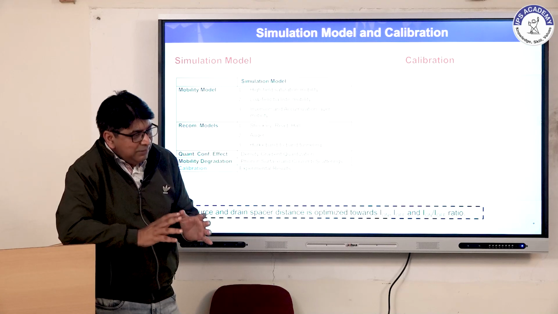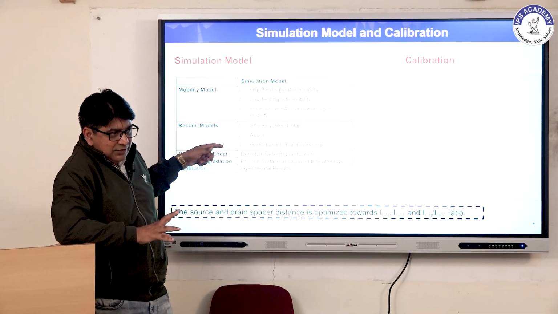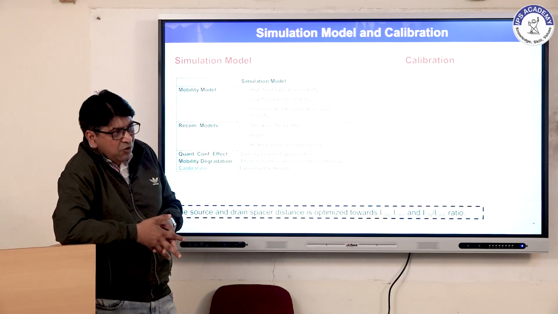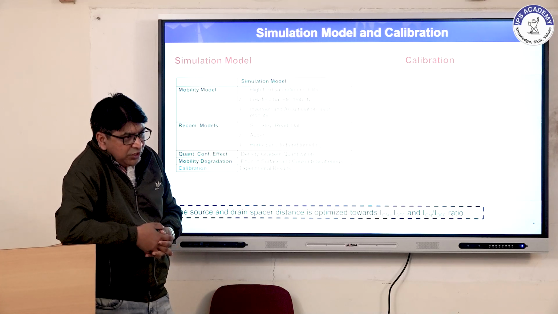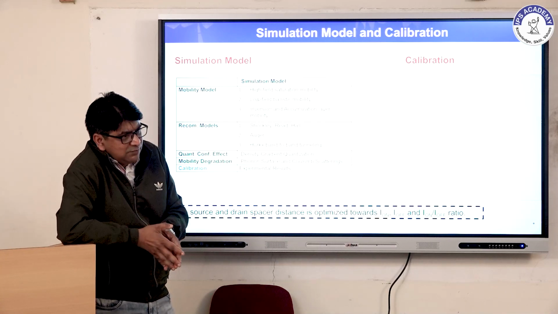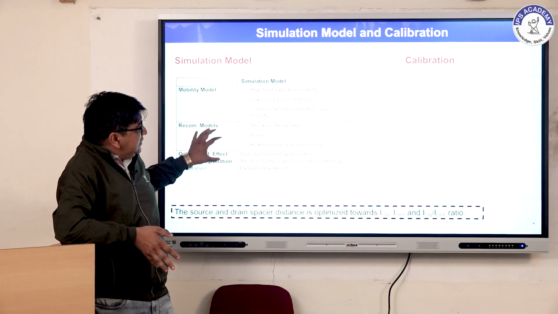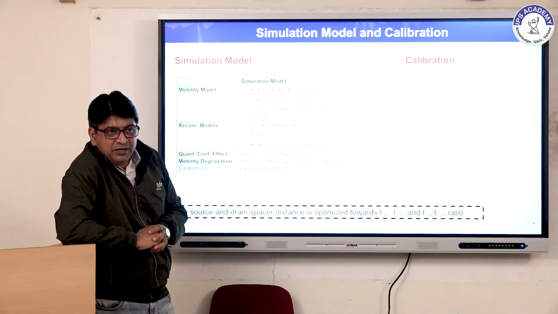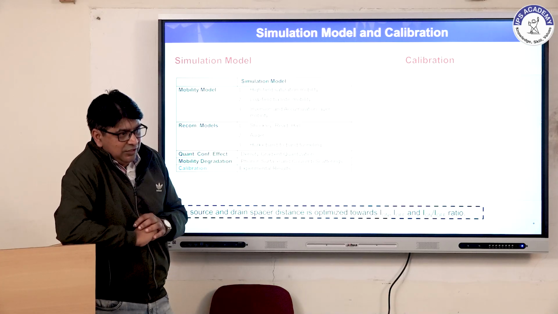Models means, because we have to simulate your device, the models we have to incorporate, if you know the physics: the mobility model, recombination model. If we are working below 10 nanometer, quantum effects we have to include, so that model is there. The tool will provide these models, so we have to include them. But the problem is that these contain default parameters. If you use these default parameter based models, your result may or may not be accurate.